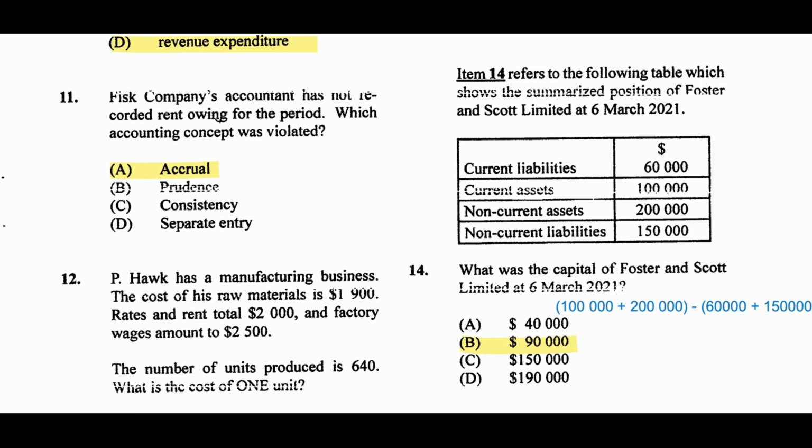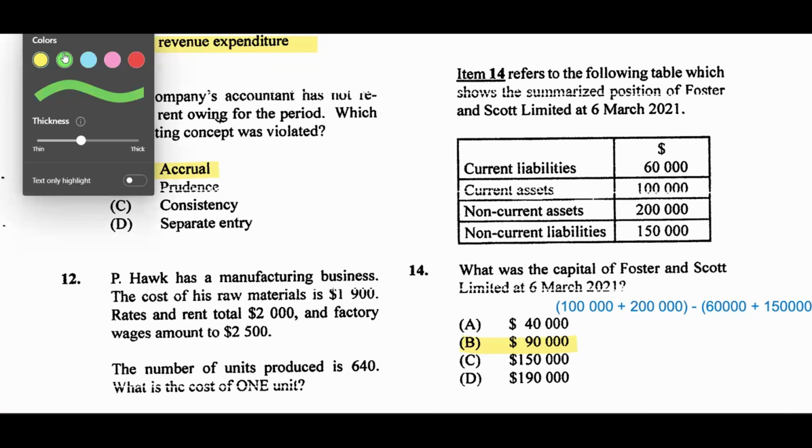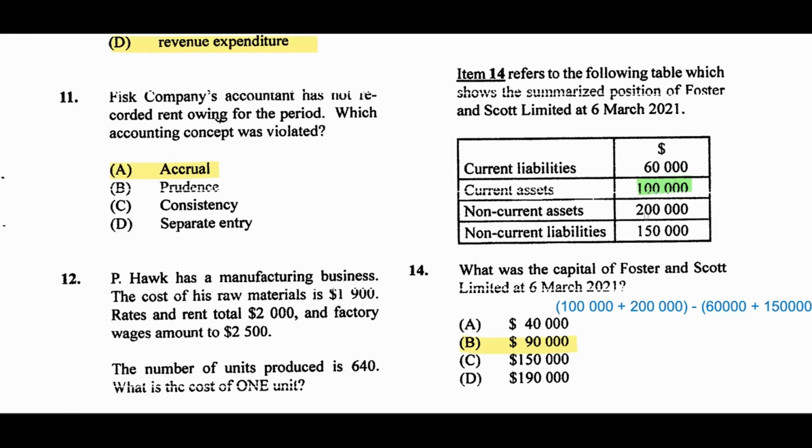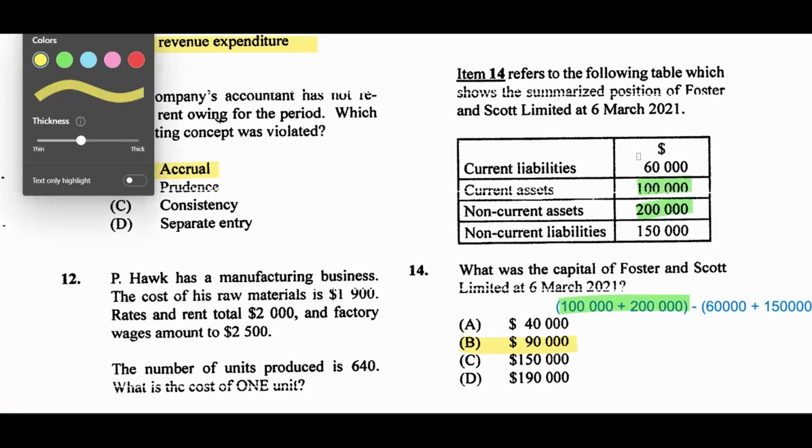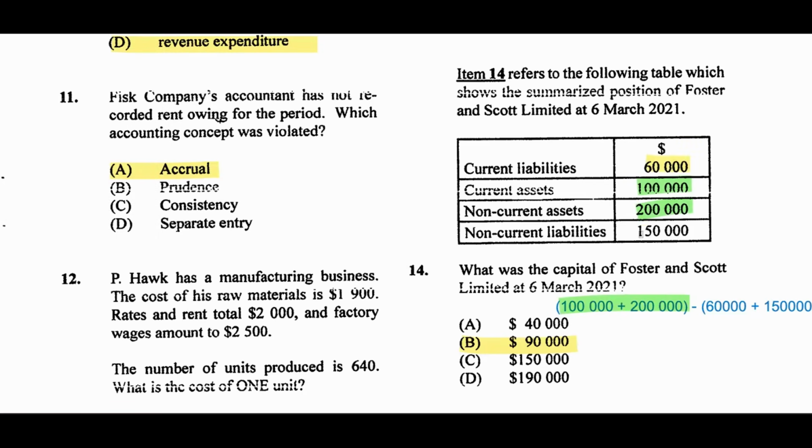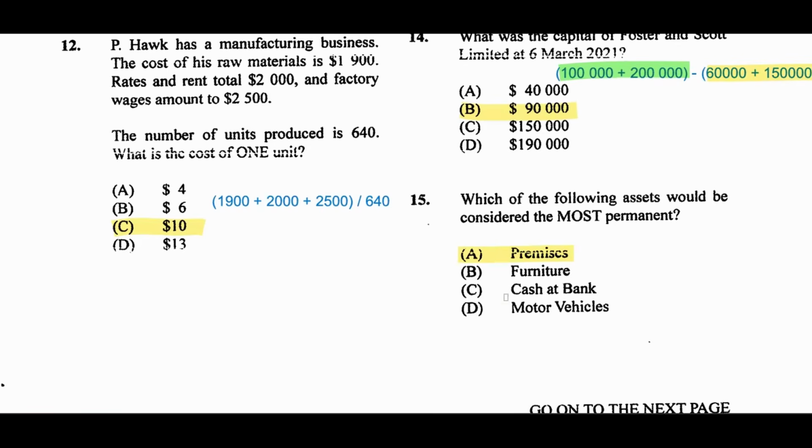Assets in this case include 100,000 current, non-current 200,000. Those are our assets down here. Liabilities will include current liabilities and non-current liabilities. Put them together, assets minus liabilities, answer should be B, 90,000. Great, time for us to move on to question 15.